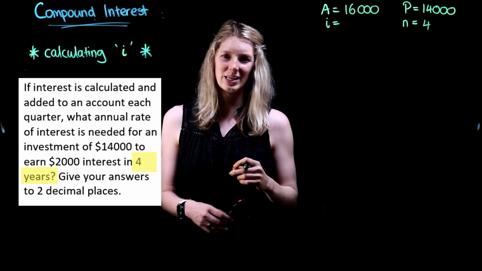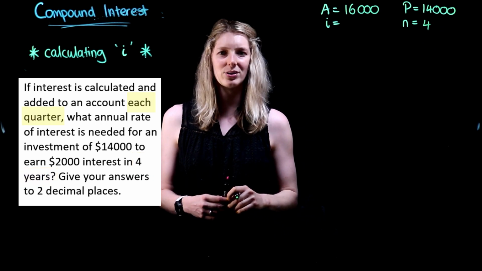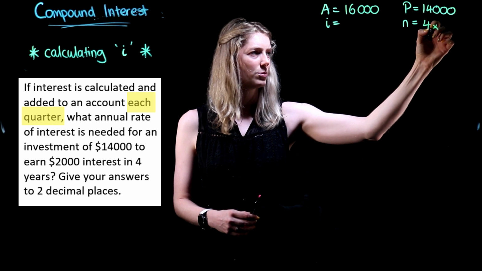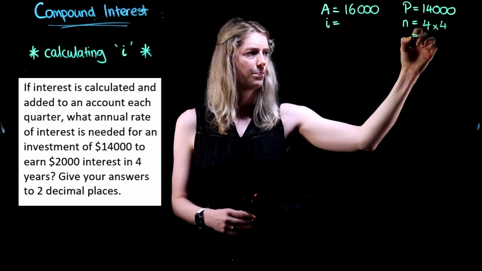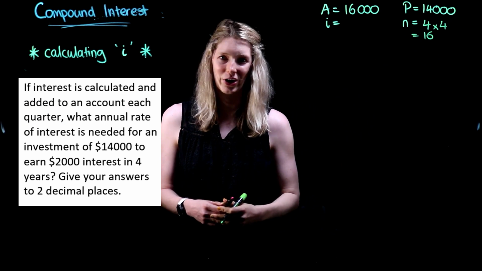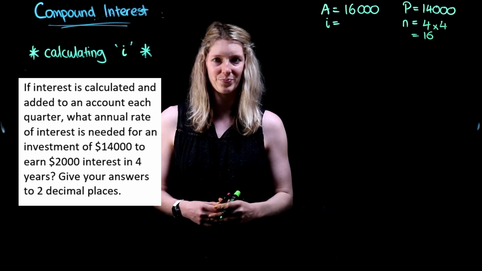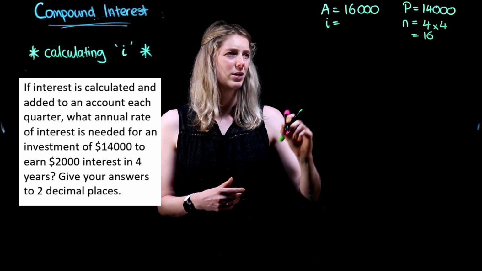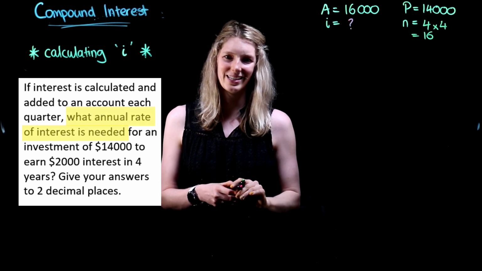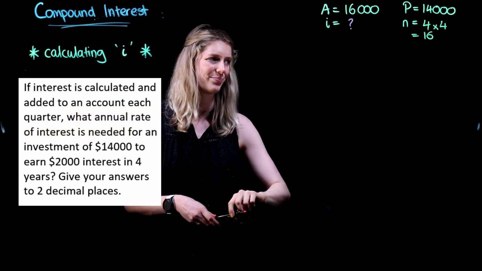However, we've been told that the interest is being added to the account each quarter. So this means that we need to multiply this 4 years by 4 to show that we have a total of 16 quarters that are going to occur in the time of this investment. We want to determine what the annual rate of interest is. So our I in this instance will be unknown.